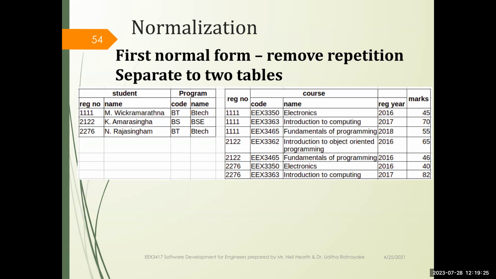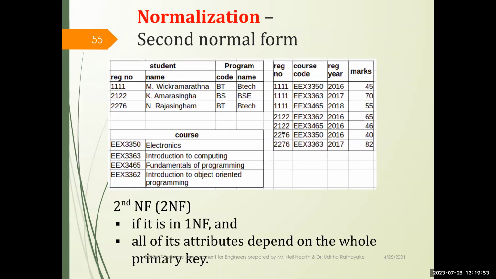Now, first normal form is student registration number, program code, program name, and these are separated from this. We can get a separate file. Course codes, registration number, and the course code. Second normal form.